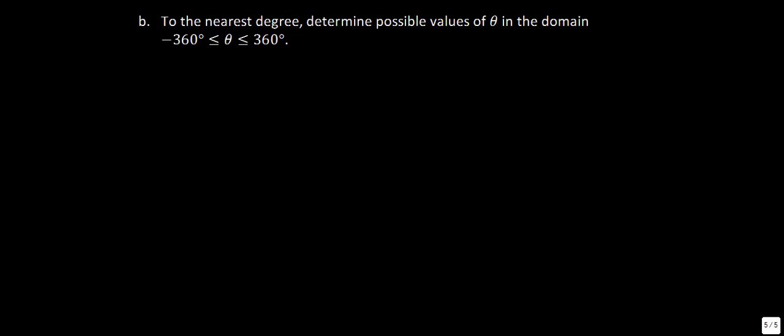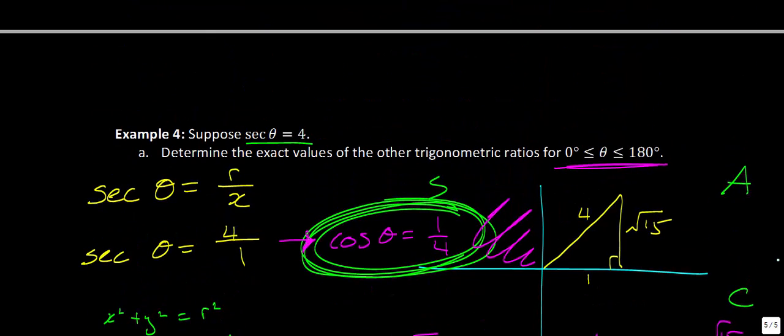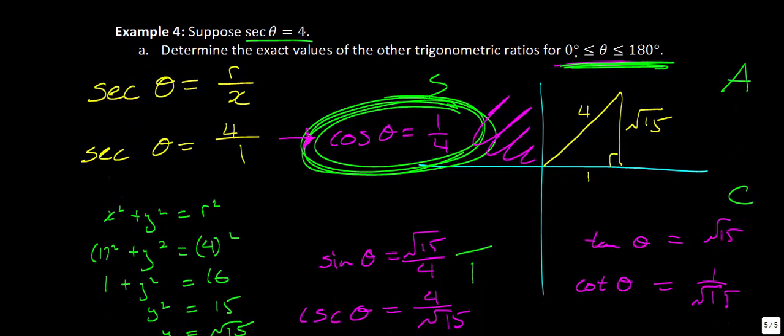All right, lastly, B. To the nearest degree, determine possible values of theta in the domain between negative 360 degrees and 360 degrees. So if we go back up to our question right here, you'll notice that before we were only worried about between 0 and 180 degrees. Well, if we look right here, we're going to blow it open a little bit such that we're looking at between negative 360 and positive 360.